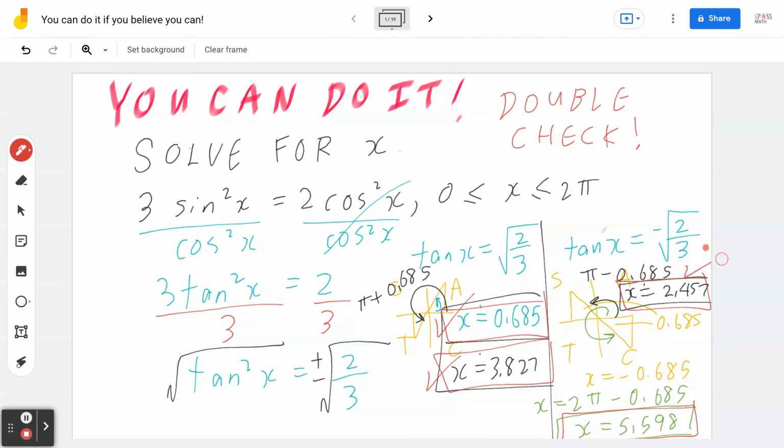One more time, are you ready? Great starter, great finisher. I press 3 times sine of 5.598, square, 1.2. Last but not least, 2 times cosine of 5.598, square this, 1.2. So now I can let you know these 4 answers are for sure correct.